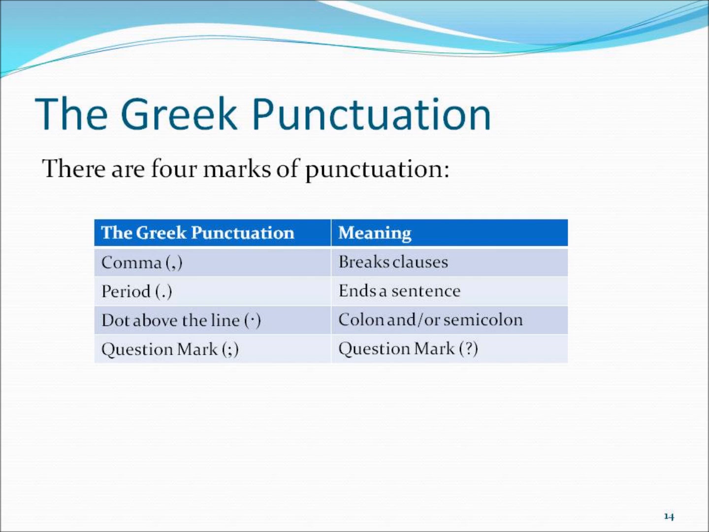The last two are a little bit peculiar to the English-speaking individual, the English reader. It's the dot above the line. This is used either as a colon or a semicolon. And finally, we have the question mark that looks like a semicolon. It's actually the Greek question mark.